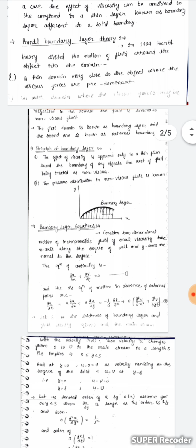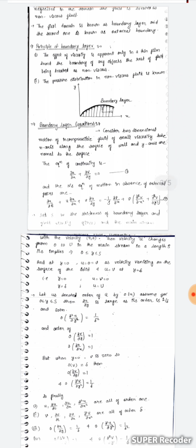So, the boundary layer equation. Consider two-dimensional motion of an incompressible fluid of small viscosity. Take the x-axis along the surface of the wall and the y-axis normal to the surface. So the equation of continuity is del u by del x plus del v by del y is equal to 0. This is our equation number 1.